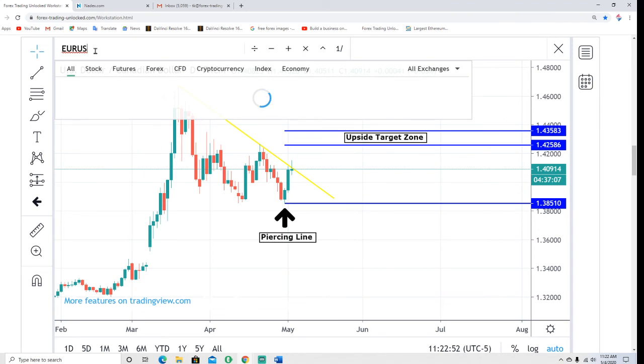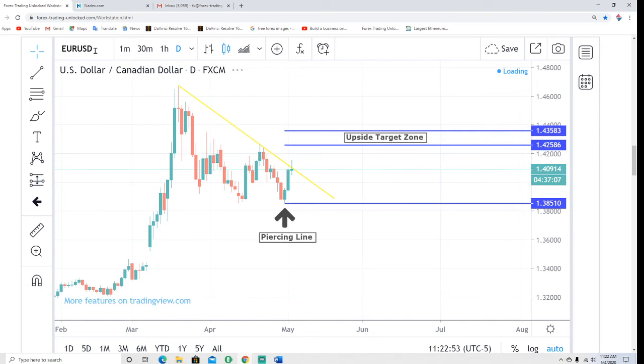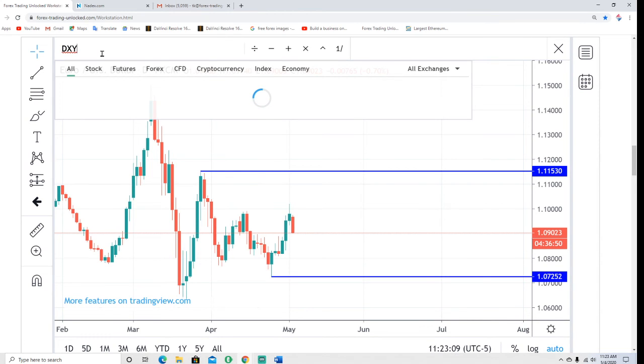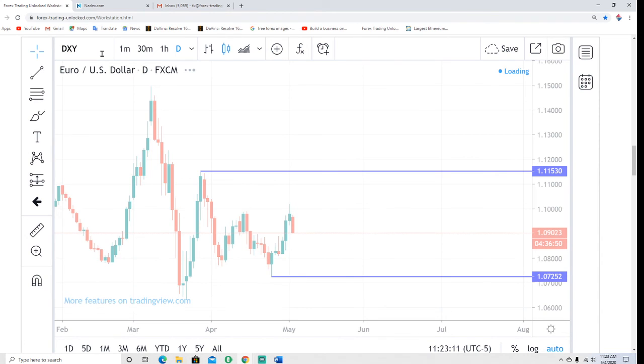Now let's go back to the Euro US dollar real quick and see how things have been shaping up since we started this webinar. Remember, we started off with the majors, and yep, it's still on its lows. So dollar strength seems to be tapping into Monday's trade. Now remember, the dollar was under pressure all last week. So let's go look at the dollar index as we close out this webinar.